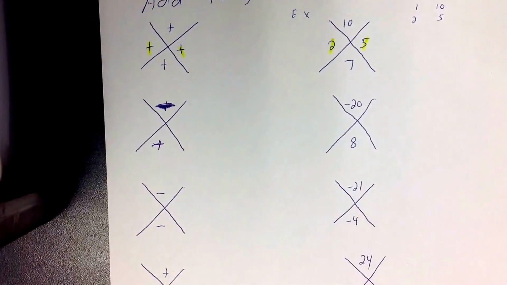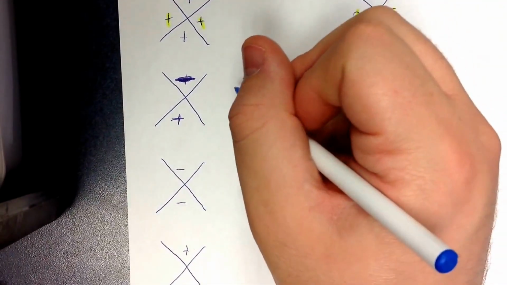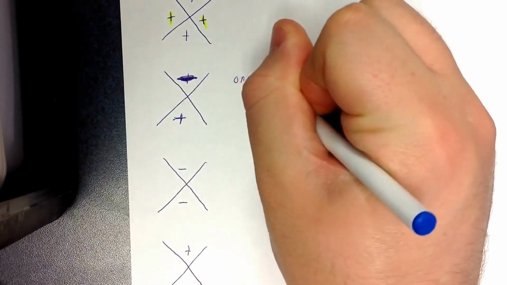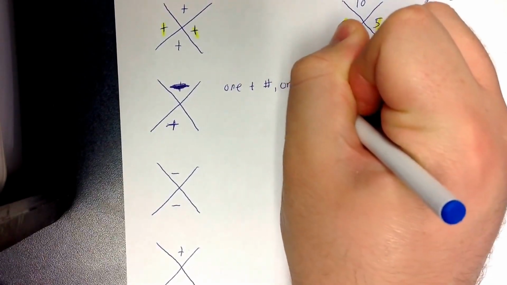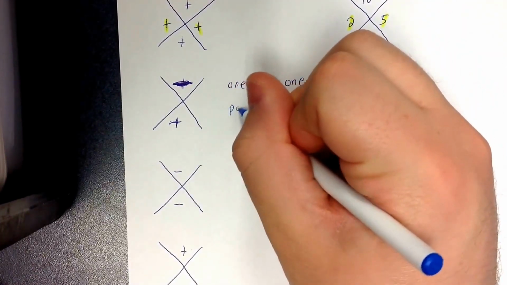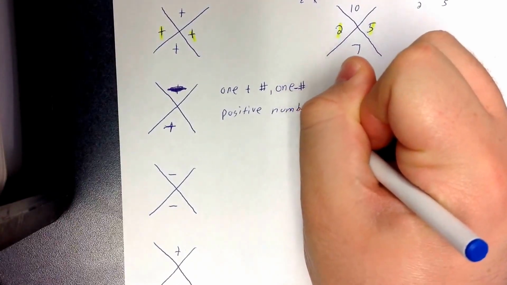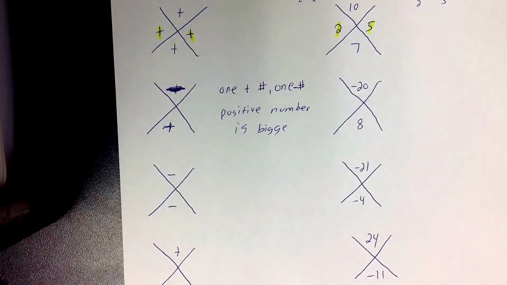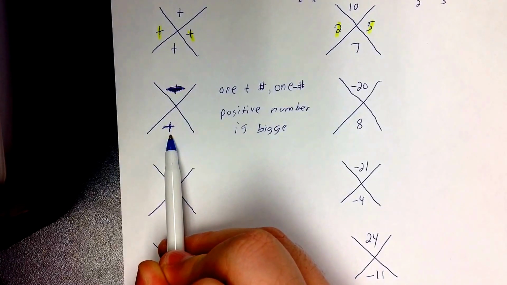Second scenario is I could have a negative number on top and a positive number on bottom. In this case, we're going to have one positive number, one negative number, and the positive number is bigger. The reason the positive number is bigger is because if I add a positive and negative together and I want it to be positive, the positive number has to be bigger.